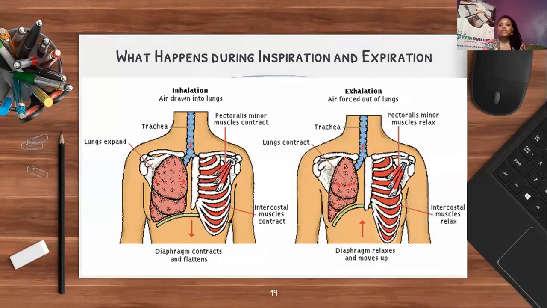All right, so what happens during inspiration and expiration? It's very important that you practice this process on yourself. It makes it much easier and relatable for you in the exam, all right? So if you're saying inhalation, take a deep breath, hold it.